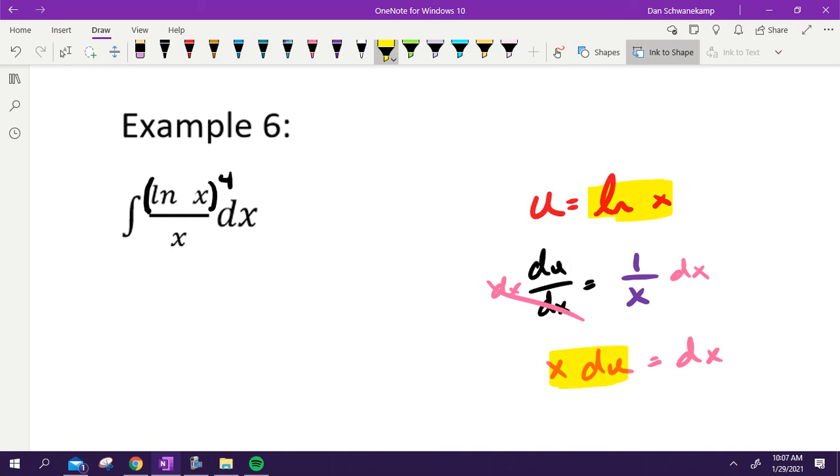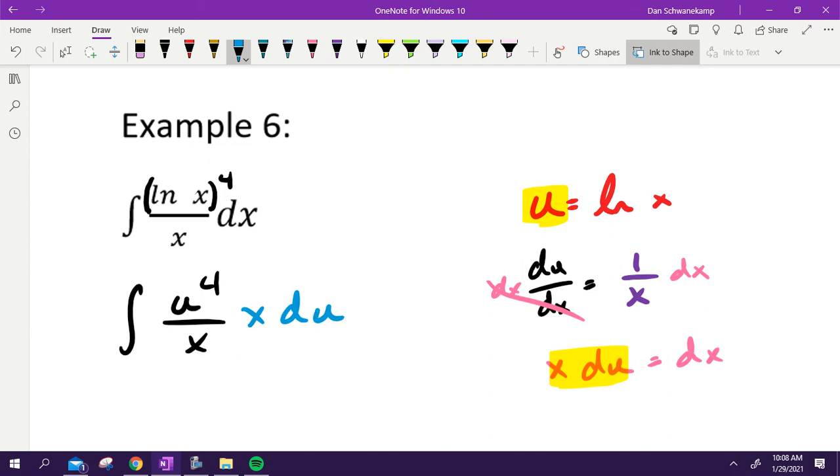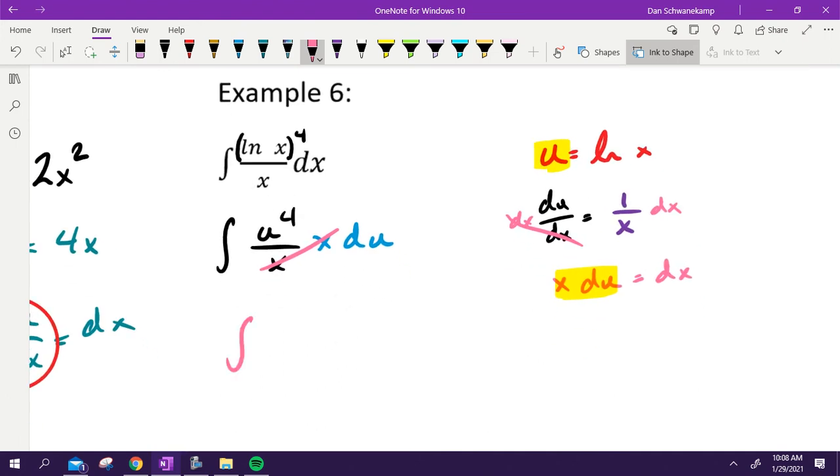That is what u is going to be. So we're going to substitute in here. All right, so we're plugging in the integral. Instead of that, I'm plugging in u to the fourth all over x. And instead of dx, I am plugging in x du. If I did it right, when I plug back in, the x's are going to cancel. Is that what happened here? Yeah. I've got an x on top and an x on bottom. That's great. Then I'm left with u to the fourth du. Now we can do that the rest of the way.